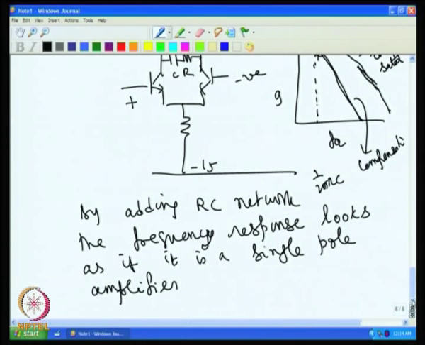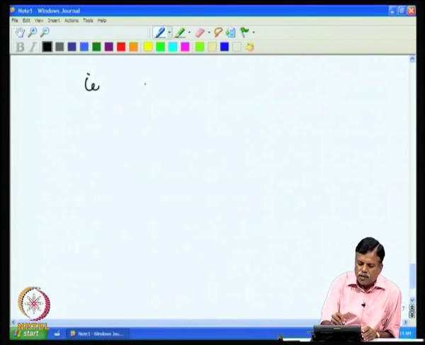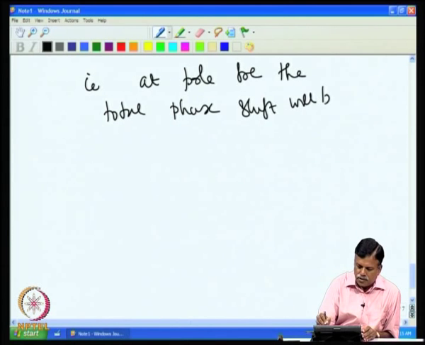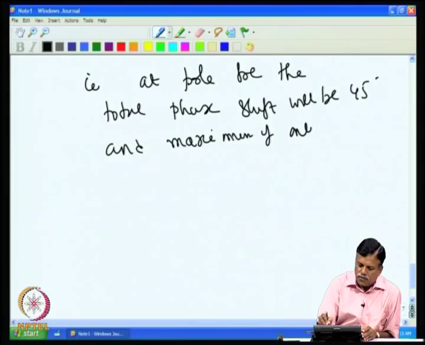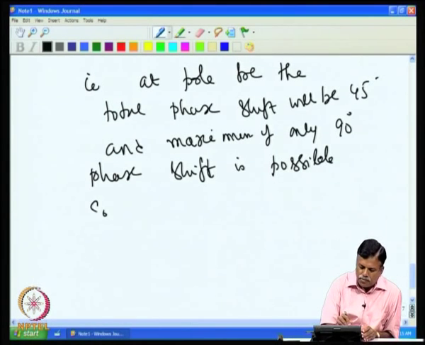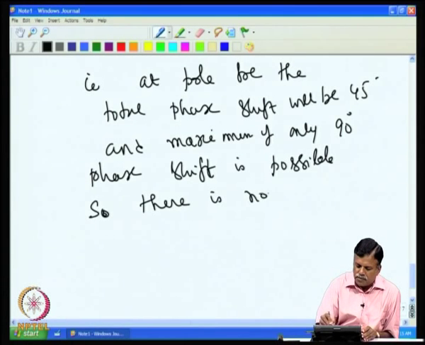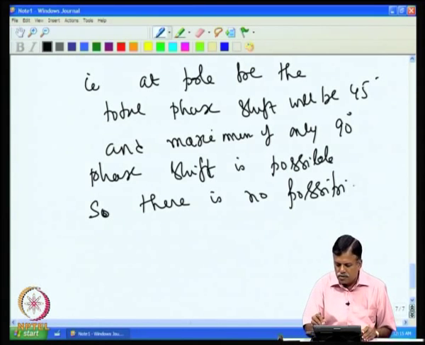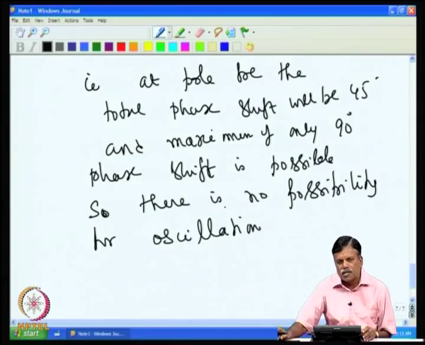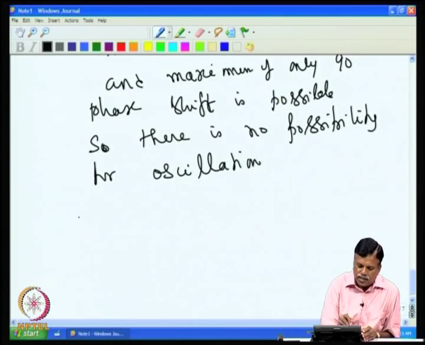Now, at the pole frequency, the total phase shift will be 45 degree, and a maximum of only 90 degree phase shift is possible. So for the amplifier, there is no possibility of oscillation. In fact, this is what is done in most operational amplifiers. They call this dominant pole compensation.